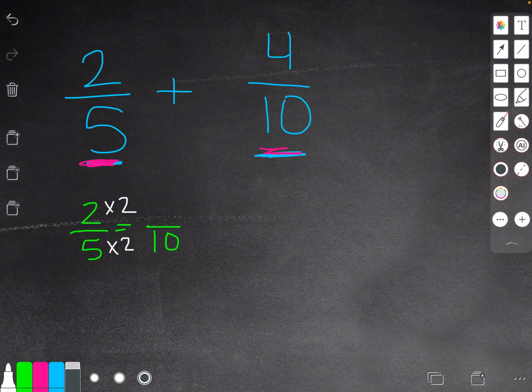If I multiply on the bottom, I need to multiply on the top. We can't just cut the number of pieces in our whole by 2 and cut them into 2.